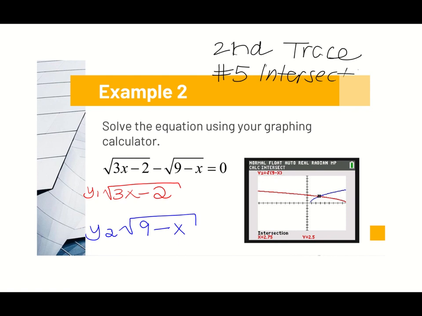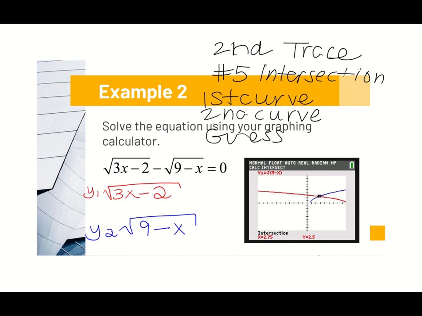From there, it's going to say first curve, second curve, and guess. And on all three of those, you're just going to hit enter. After you've hit enter 3 times, it should tell you what your exact intersection point is. And that is 2.75, 2.5. So that means our answer is what x equals.